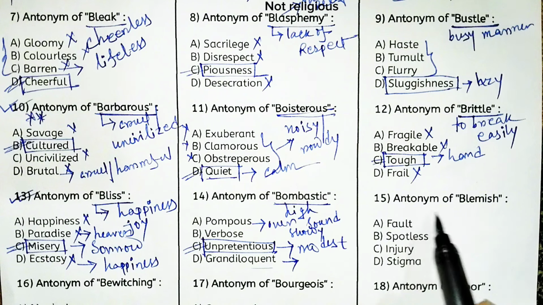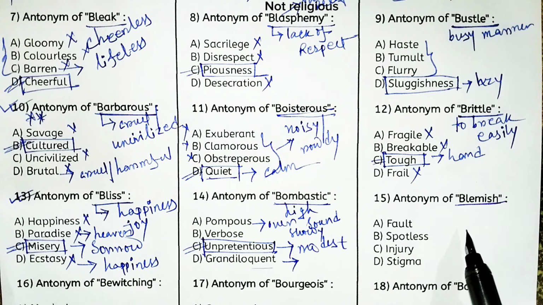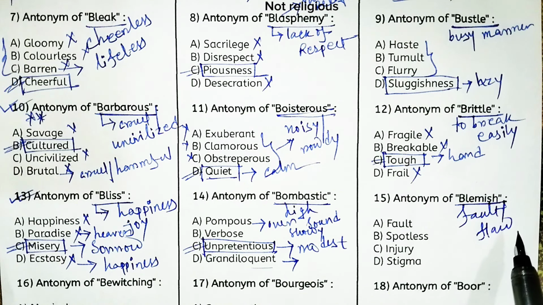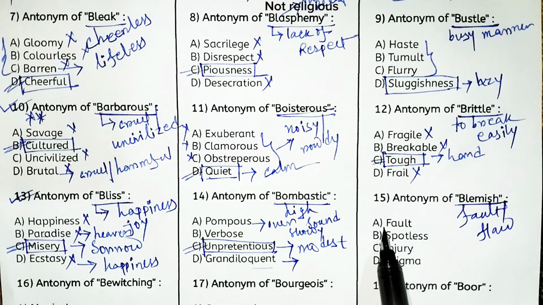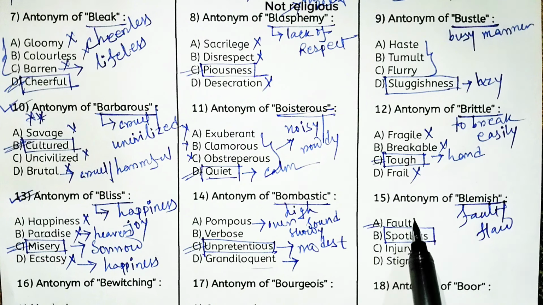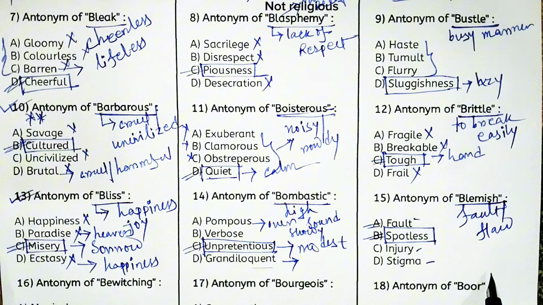Next, antonym of blemish. So what is the meaning of blemish? Blemish means fault, F-A-U-L-T, fault, or you can say flaw. So antonym of blemish is spotless. Okay, fault, injury, and stigma, these are the synonyms. That means one kind of fault, one kind of flaw. Okay, so option B is the right answer.